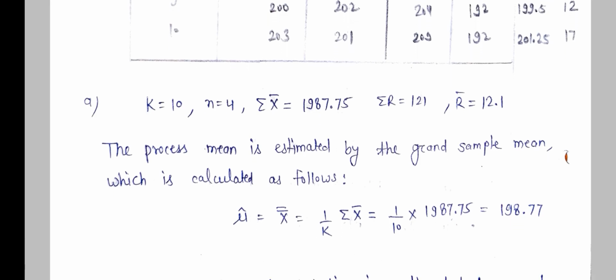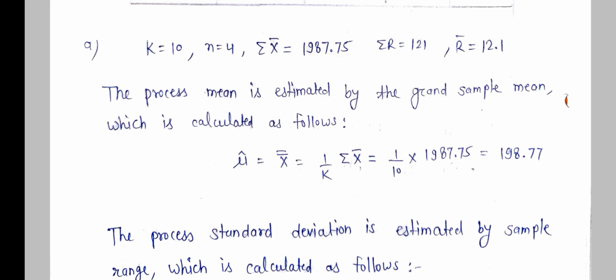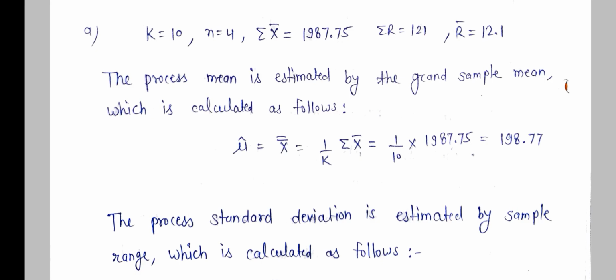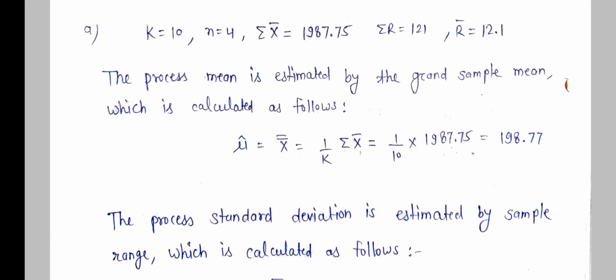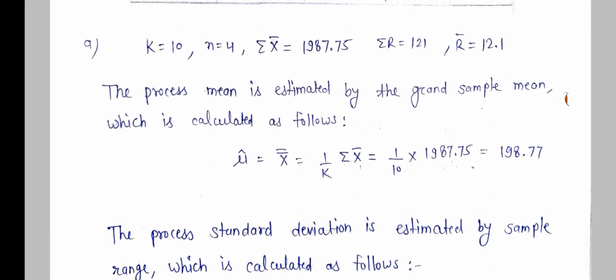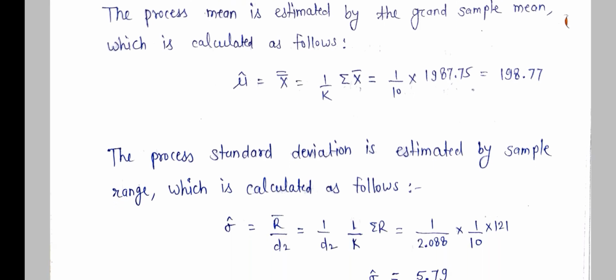Now the first question was to find the process mean and the standard deviation. K is equal to 10, n is equal to 4, we have sigma x bar and sigma R, and R bar is equal to 12.1. The process mean is estimated by the grand sample mean, which is calculated by x double bar equals 1 upon k summation of x bar, equals 1 upon 10 into 1987.75. It means that x double bar, the process mean, is 198.77.